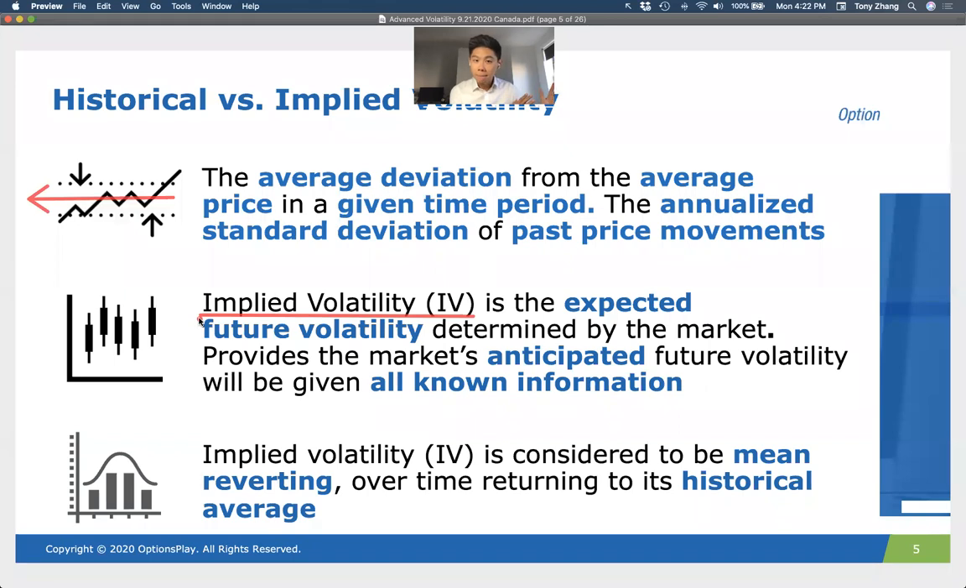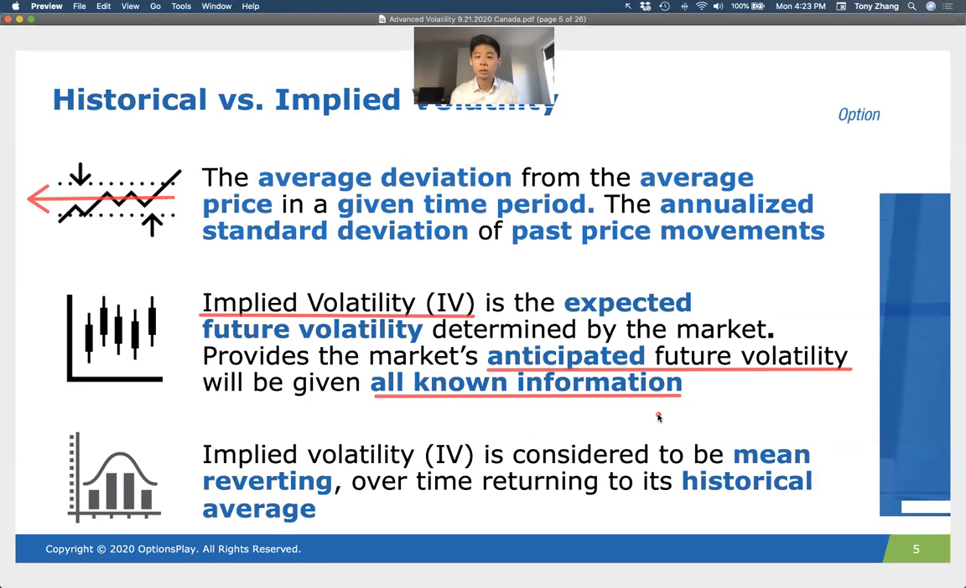So implied volatility takes into account what is coming up in the future. Let's say there's an earnings event coming up, or some kind of macro event, or something else that affects the asset's potential future volatility. That's how we measure it using implied volatility, which is the market's anticipated future volatility given all known information. This is the one that's going to be most useful for traders.